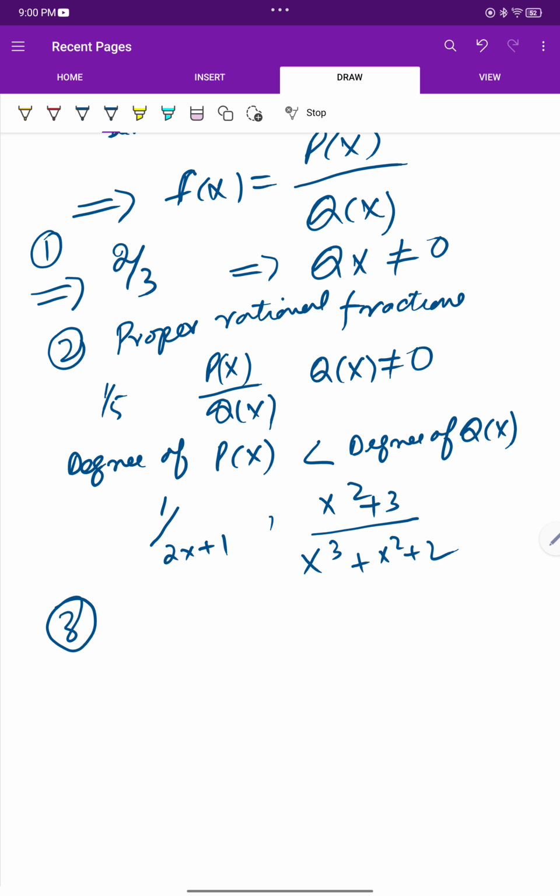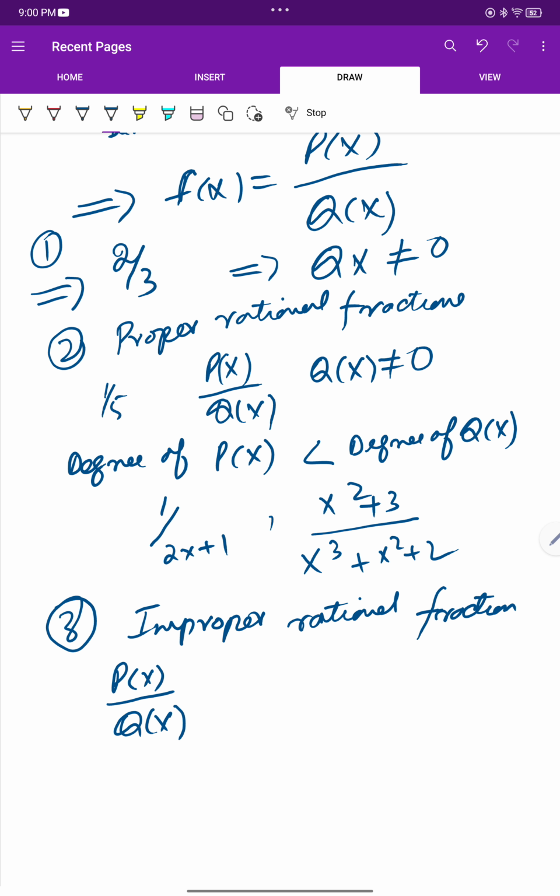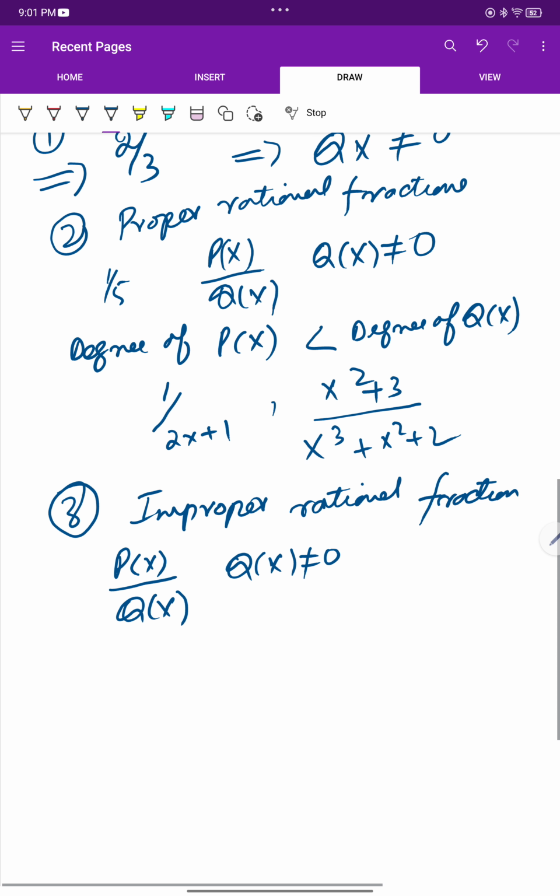So the third one is improper rational fraction. Here, let's say p(x) divided by q(x), with the same condition, q(x) is not equal to 0. This is the condition. But here the most important thing is the degree.